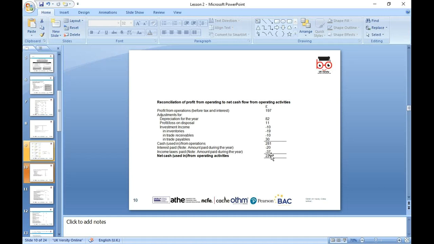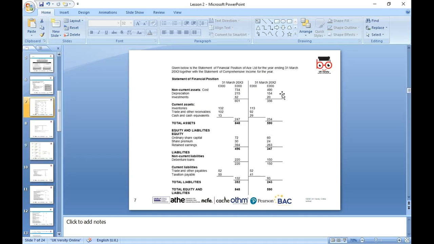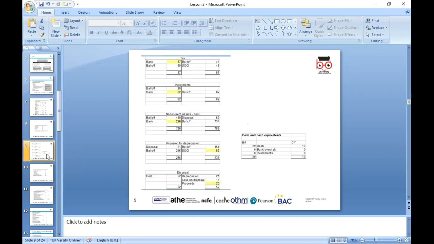So net cash from operating, we have 224,000, a positive cash flow. Now we start with net cash flow from operating activity, then we have cash flow from investing activity. So we look at last year and this year, what has happened to the non-current assets. Last year non-current assets were 490, this year we have 7, so it went up, and we need to consider the depreciation as well.